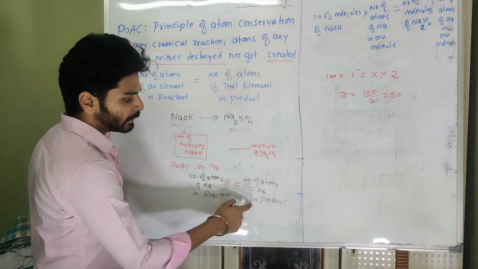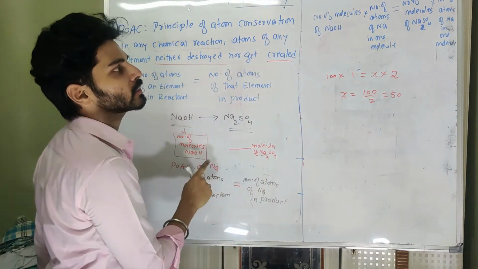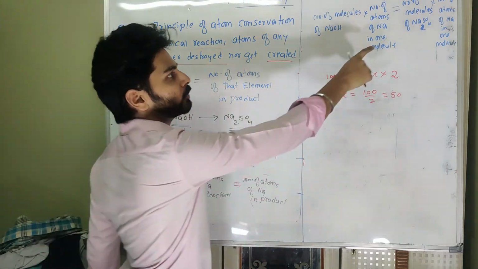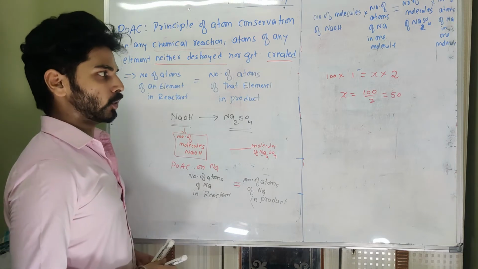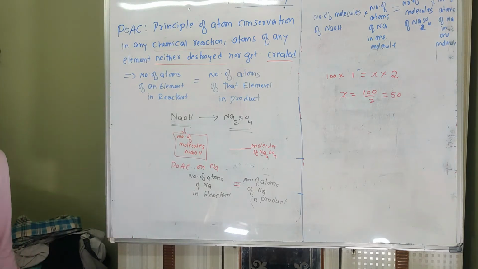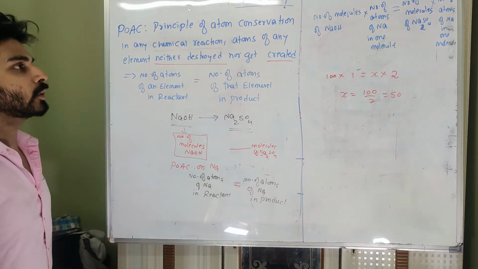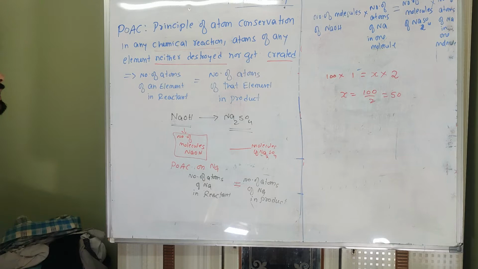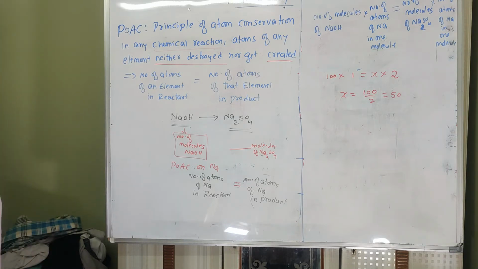So the same equation we have written like this: number of molecules of NaOH into number of atoms of sodium in one molecule. Similarly, number of molecules of Na2SO4 into number of atoms of Na in one molecule. That will tell us how many molecules of Na2SO4 are formed. Though we do not know the amount of the complete reaction, we get to know how many molecules of Na2SO4 formed.